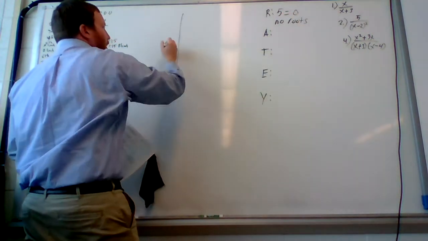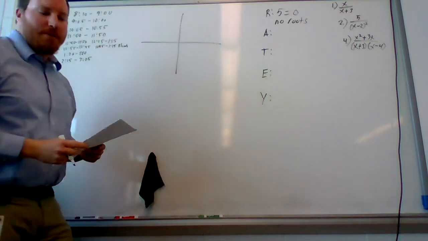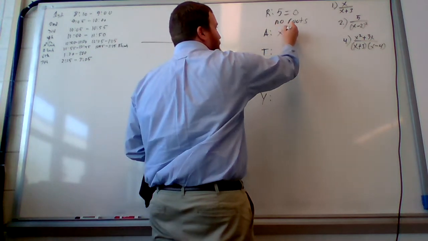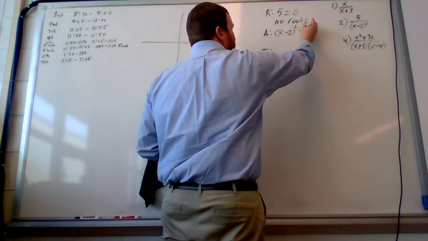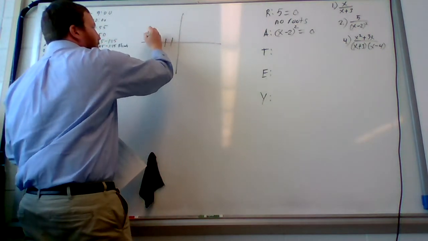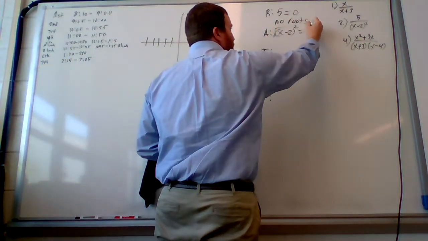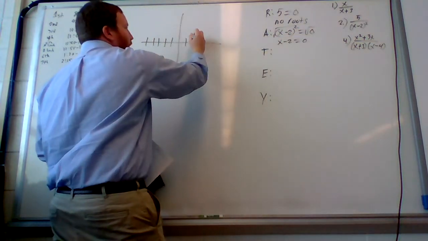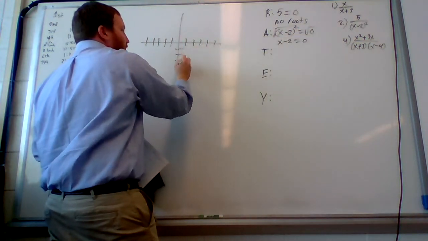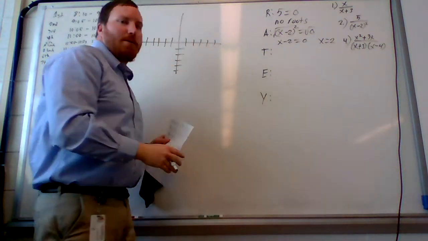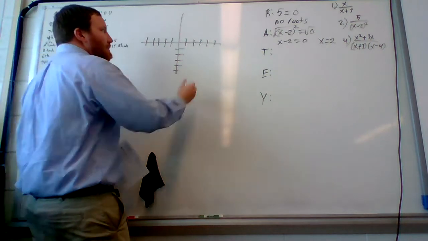And then again, we look at our a, our vertical asymptotes. We want to set our denominator equal to 0. So we've got x minus 2 squared equals 0. Well, we can take the square root of both sides. That will get rid of the square. That gets us x minus 2 equals 0. And then we're going to add 2 across. So we're going to get x equals 2. So we have a vertical asymptote at x equals 2.